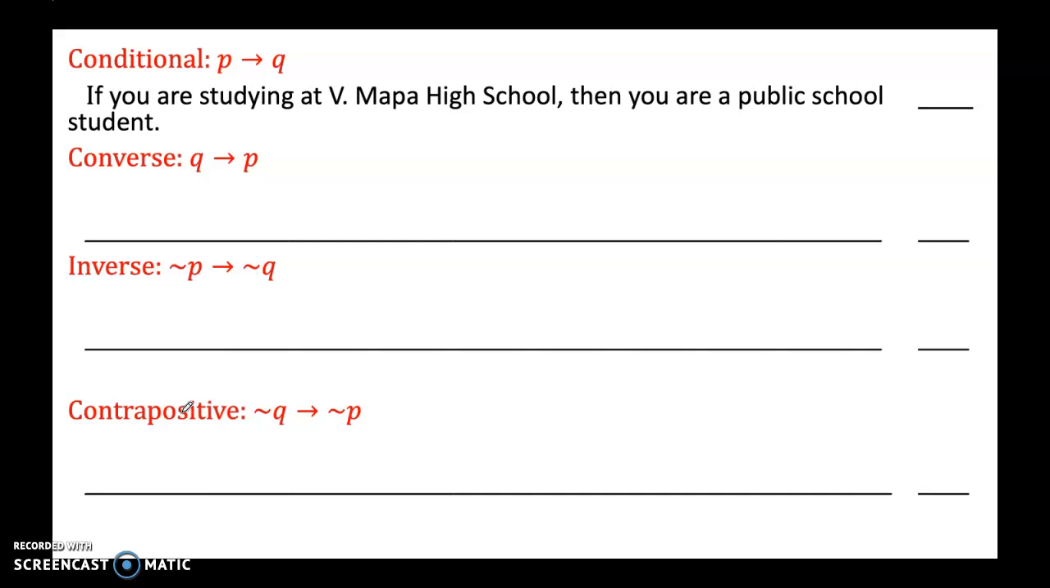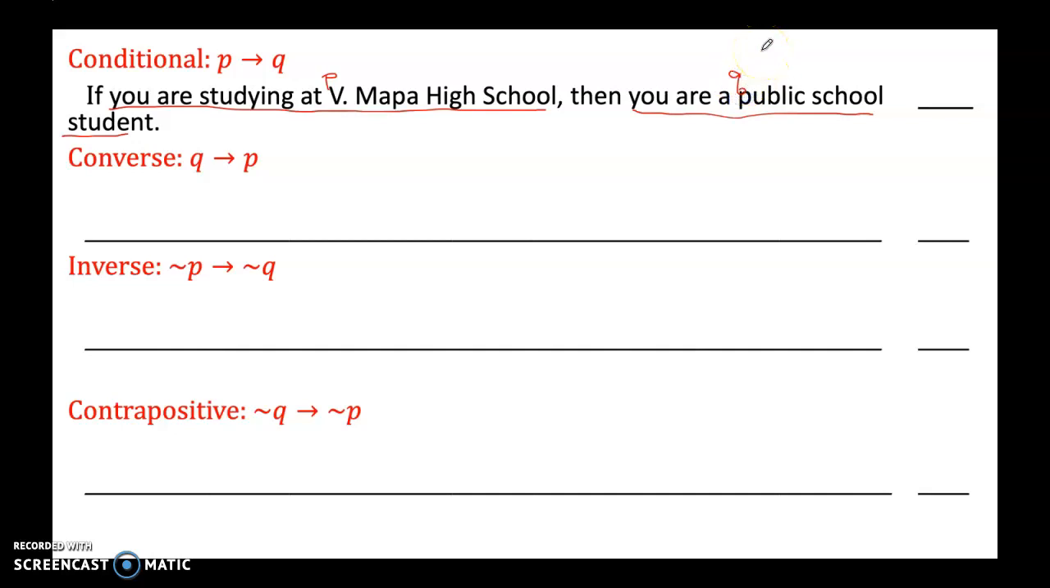First, let's have a review. Our given: if you are studying at Bimapa High School, then you are a public school student. Let's first identify the hypothesis and the conclusion in the conditional statement. Our hypothesis, you are studying at Bimapa High School, is our P statement. And the conclusion, you are a public school student, is our Q statement.